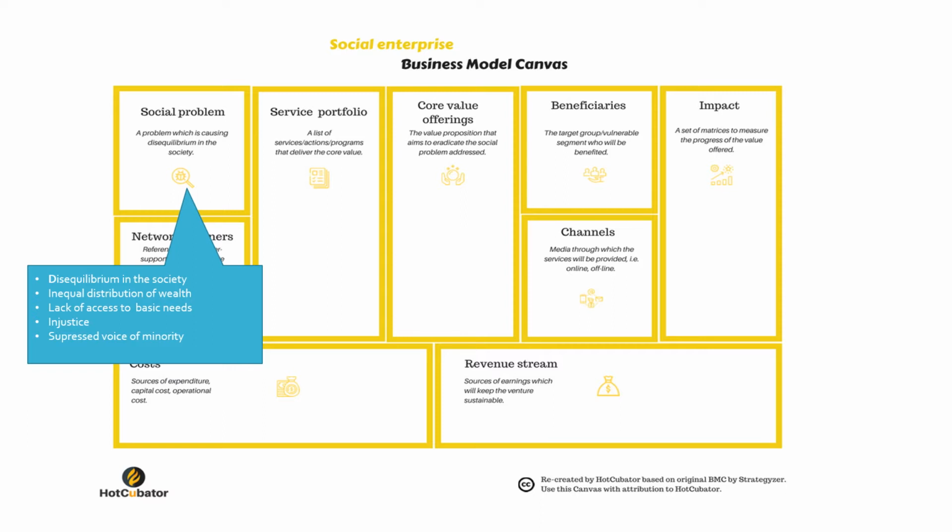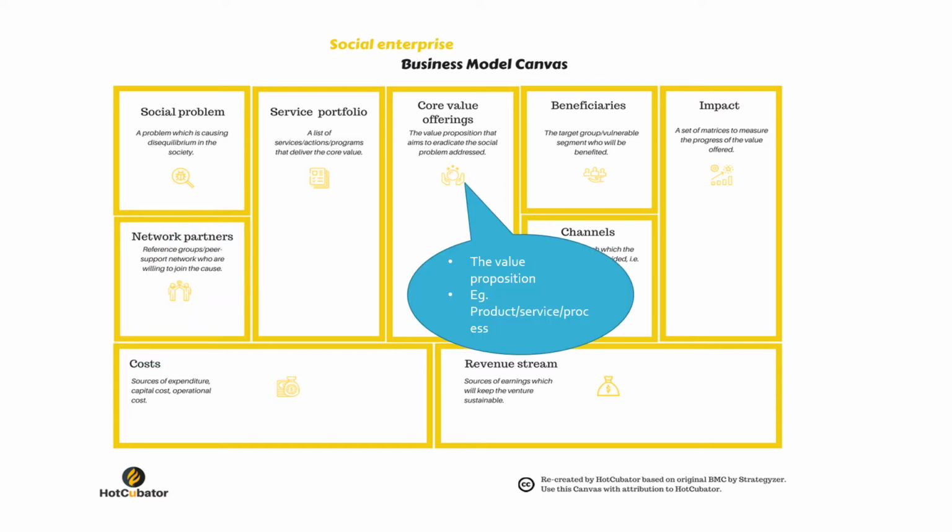Now, it could be a lack of access to basic needs, it could be a suppressed voice of the minority, it could be injustice, it could even be an environmental issue. So anything that is causing a disequilibrium in the society. See, our society is a complex system and there are various stakeholders within it. So if you look into each of these stakeholders and find that any stakeholder is facing any sort of deprivation or any other issues, that is what a social problem is.